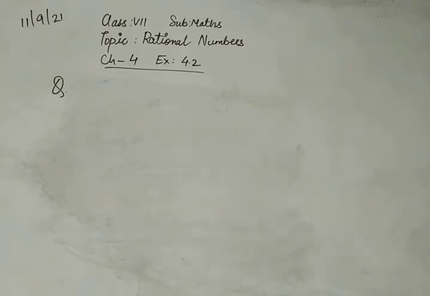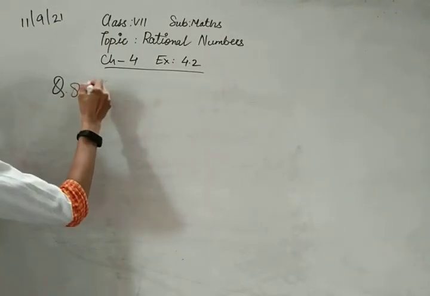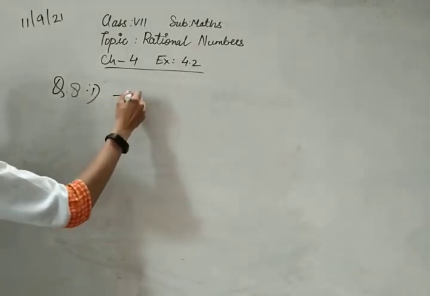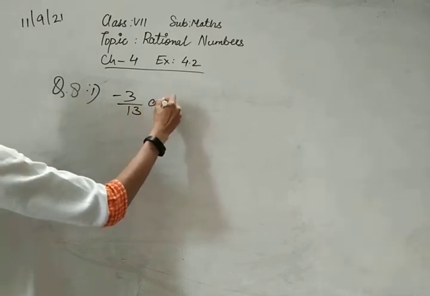Question 7 is descending order. Descending order and ascending order are similar questions. Now see question number 8. In question number 8, you have to insert 3 rational numbers between -3/13 and 5/13.